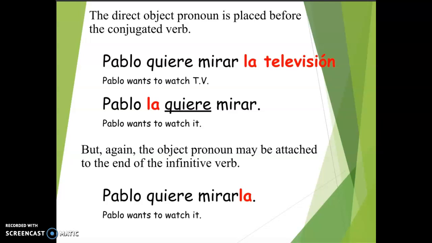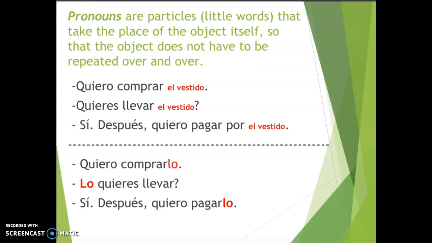Again, pronouns, as previously mentioned, are little words that take the place of the object itself so that the object does not have to be repeated. We saw some examples in English previously, and now let's take a look at some examples in Spanish. Quiero comprar el vestido. I want to buy the dress. ¿Quieres llevar el vestido? Do you want to wear the dress? Sí. Después quiero pagar por el vestido. Yes, then I want to pay for the dress.